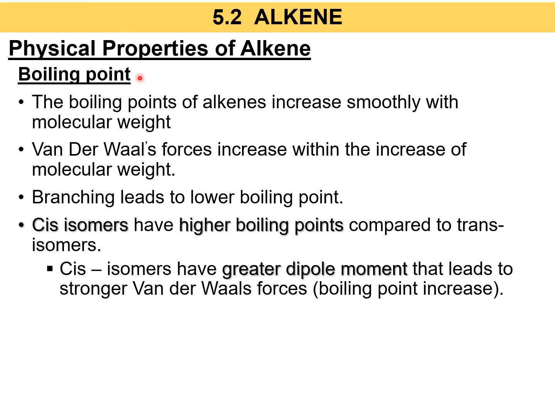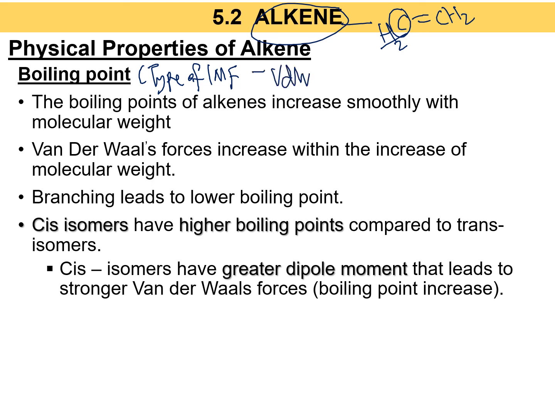Okay, boiling point. What is the factor that most influences the boiling point of an organic compound? It is the type of intermolecular forces of the organic compound. An alkene only has a carbon-carbon double bond, isn't it? So it has carbon and also hydrogen. Therefore, the type of intermolecular forces for alkenes is van der Waals forces. Since that is the type of intermolecular force, you have to recall what the factors are that influence the strength of van der Waals forces.